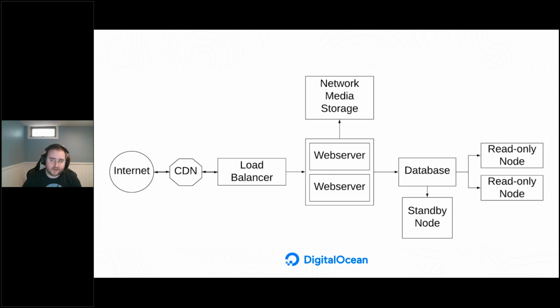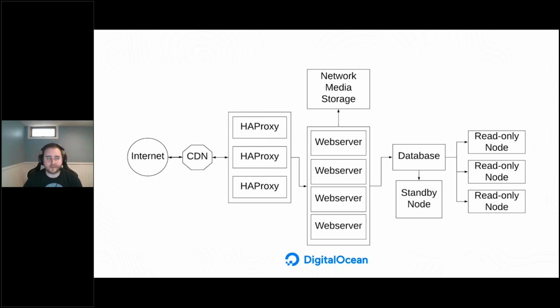And the great news is because of how this is architected now, we can actually scale each of these individual components as we need. And so we could end up with something that looks maybe like this, where we've replaced a DigitalOcean load balancer with a higher capacity HA proxy pool that can handle many more connections than a DigitalOcean load balancer can. We can add more web server nodes. We can scale up our network media storage as we need. We can scale our database as we need, add more read-only nodes, et cetera, et cetera. And so from there, we can take care of every individual piece as it needs attention.